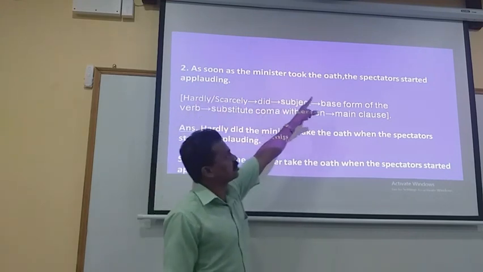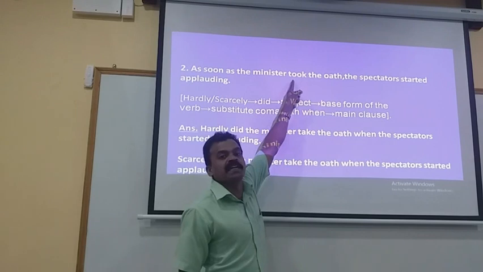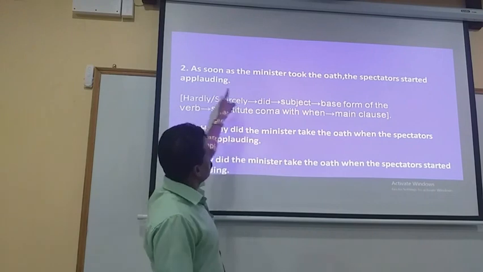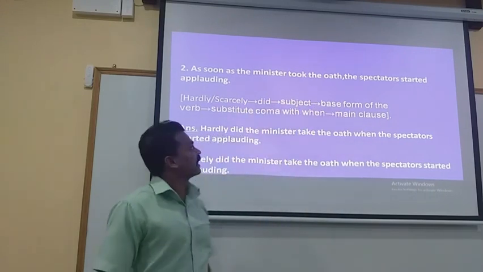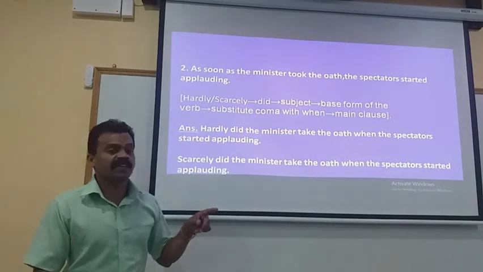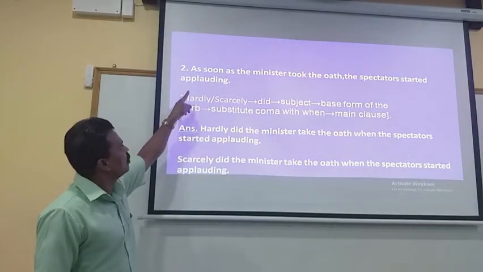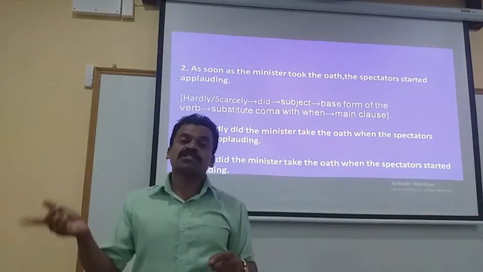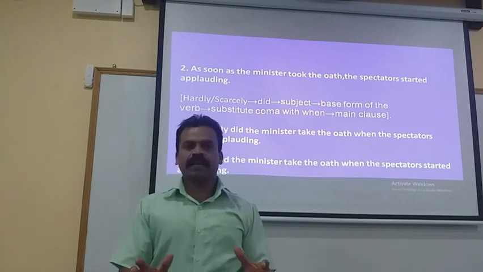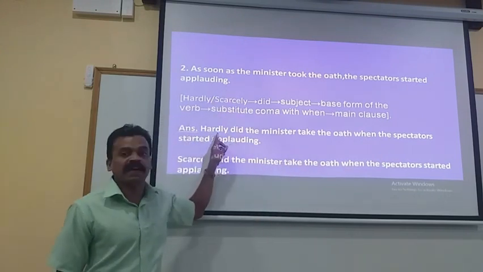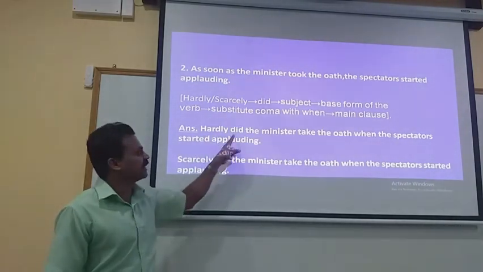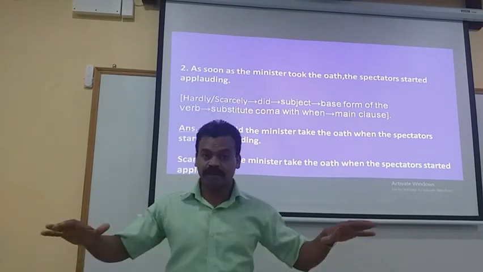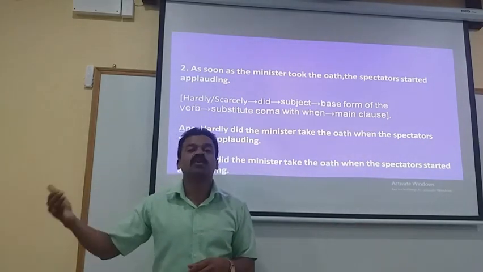"As soon as the minister took the oath," we have the second form of the verb here, "took," which very clearly indicates the given statement is in the simple past. So, "as soon as the minister took the oath, the spectators started applauding." Now we will be converting the statement first with "hardly." "As soon as" will be replaced by "hardly," just as we exchanged "as soon as" with "no sooner." Then, since the statement is in simple past, you have to make use of "did." The structure is the same; we followed the same pattern in "no sooner than."